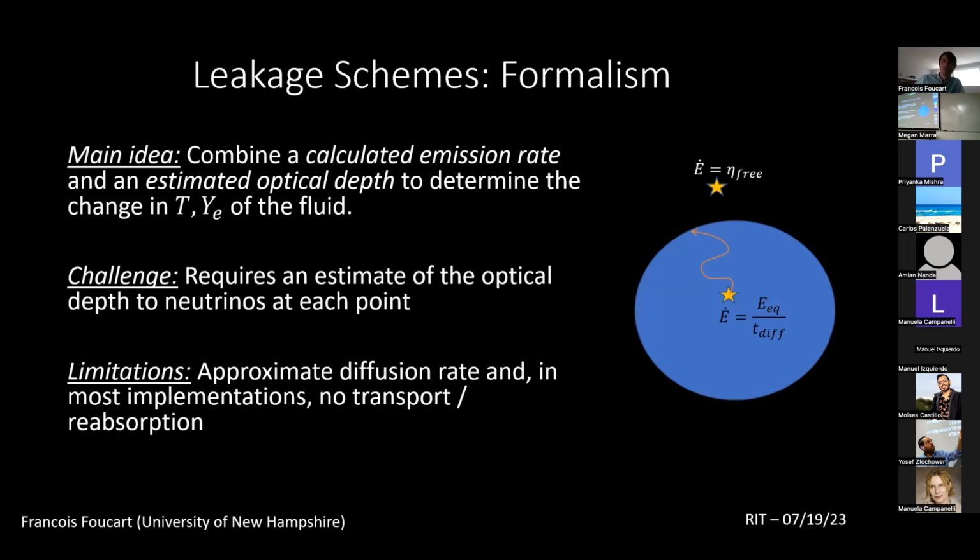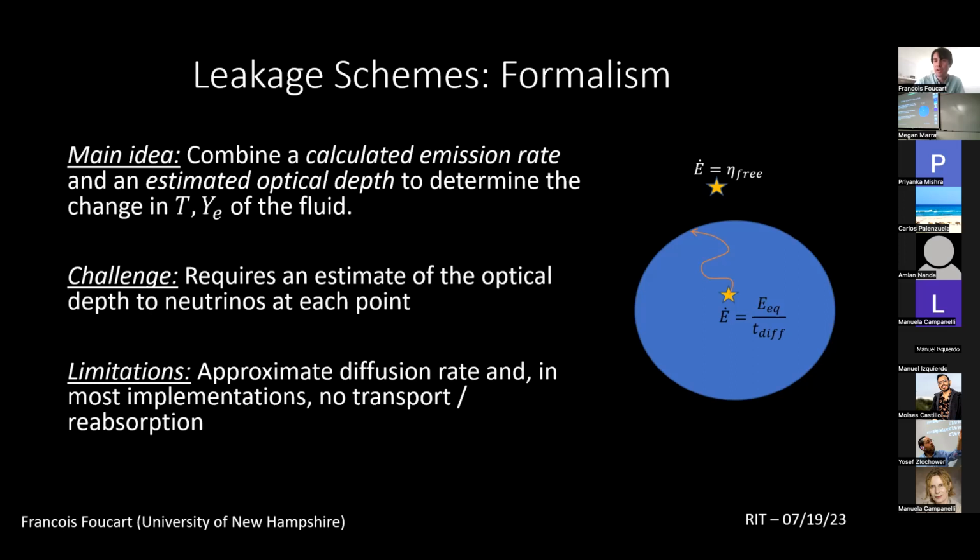So starting with the leakage scheme, the most basic method that we can include in simulations to capture the cooling of the system. The general idea here is that you are going to make two estimates for the energy lost to neutrinos in your system. You can calculate the emission rate of neutrinos, assuming that the neutrinos are free streaming away from the current point. That only requires knowledge of the local properties of the fluid. And given an estimate of the optical depth of your system to neutrinos of a given energy, you can also estimate at the order of magnitude level a rate at which neutrinos diffuse away from the current point and thus carry energy away from the current point, as well as lepton number.